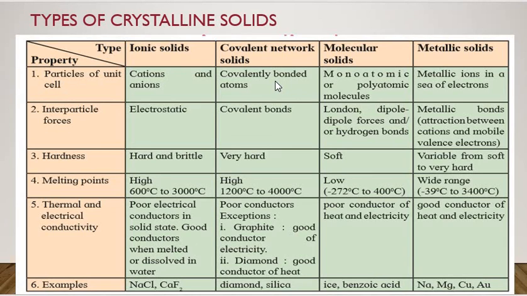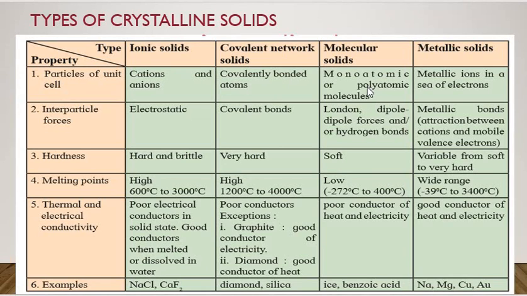The electrons are localized in covalent bonds and are not at all mobile. Because the electrons are not mobile, these are poor conductors of heat and electricity. The most famous example of a covalent network solid is diamond. Other examples are silica, boron nitride and carborundum. Now, molecular solids.